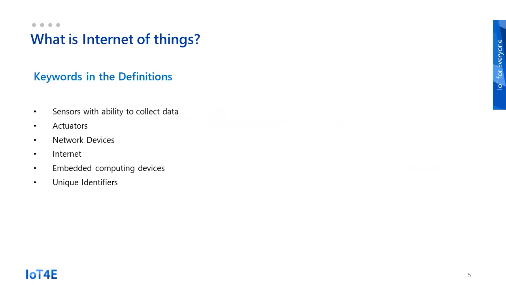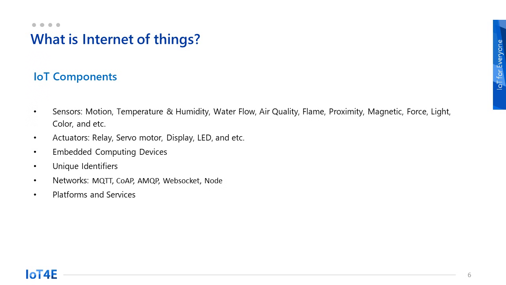From the definitions we went over, as you have noticed, there are some keywords that are repeated throughout: sensors, actuators, network devices, Internet, embedded computing devices, and unique identifiers. Now let's go over each keyword. First, sensors. A sensor is something that is used to collect data from the environment. Any sensor such as motion sensor, temperature and humidity sensor, water flow sensor, proximity sensor can be used with IoT. An actuator is a mechanism for turning energy into motion. Actuators are things like relay, servo motor, display, LED, and so on.